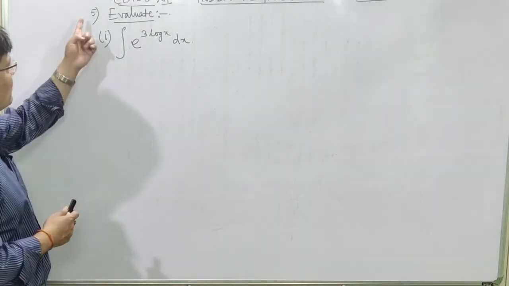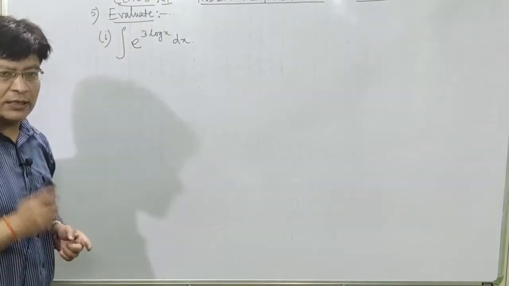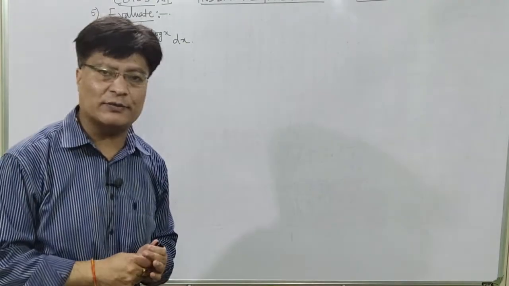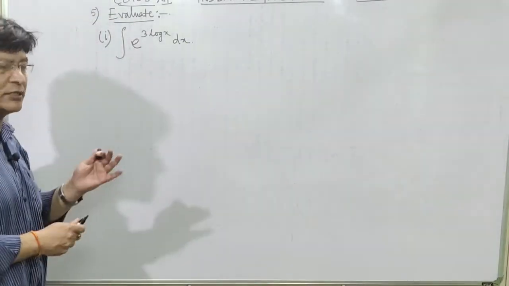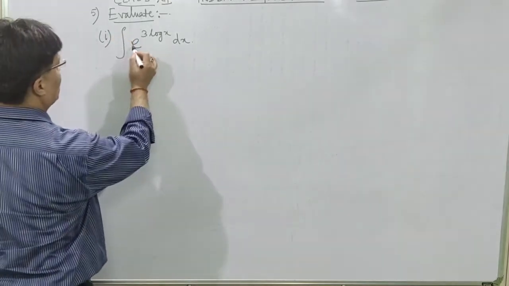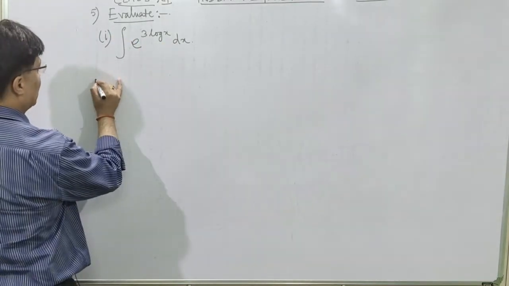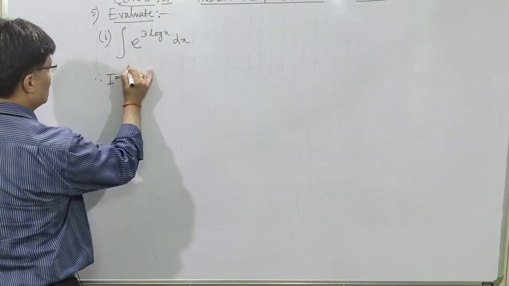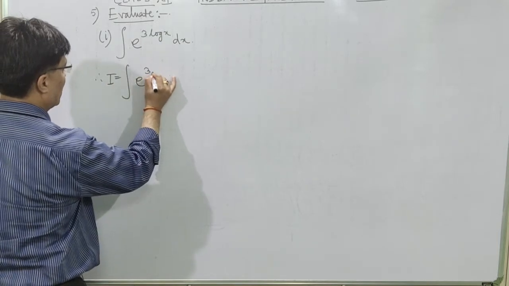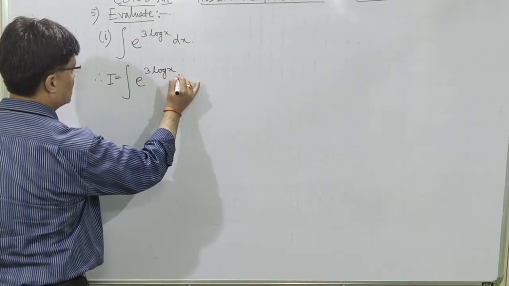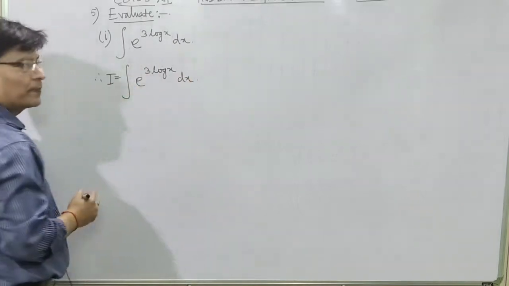So this is question number 5, number 1, evaluate. Evaluate means you have to find out the value of this integration. Here the integration is given as integration of e to the power 3 log x dx. That is I is equal to integration of e to the power 3 log x dx.